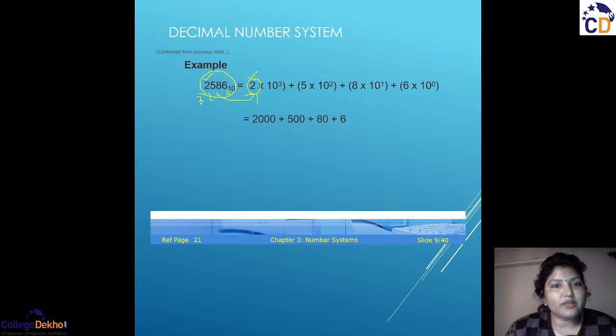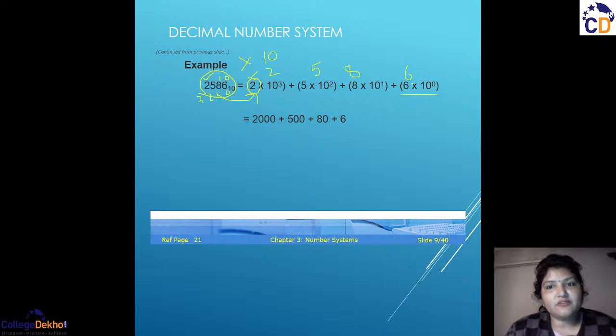In a decimal number you multiply each digit with 10 raised to the power of the position of that particular digit. So we start from here. The position of this digit would be 0, this digit would be 1, this 2, and so on. This is how we calculate it. For example, the whole number is 2 5 8 6.